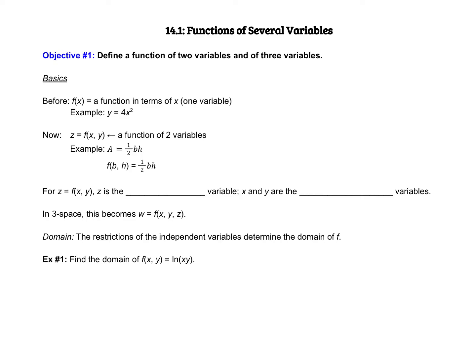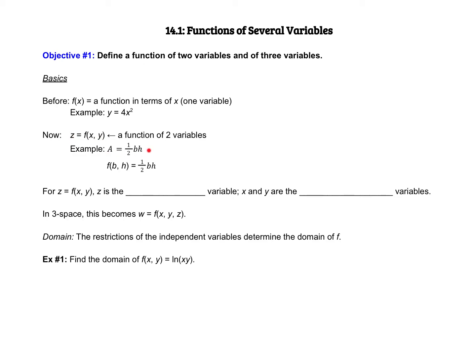Starting with what you did before, you've seen something like f of x, which is a function in terms of one variable, where your input is x. Here's an example. It's not written in function notation, but we have our dependent variable y that is in terms of one independent variable x. What we're going to be looking at now is functions of 2 or more variables. So here, z is a function of x and y. So z is our dependent variable, and it depends on both x and y.